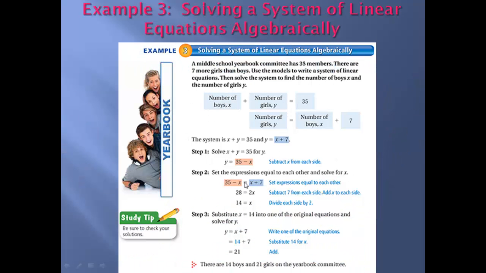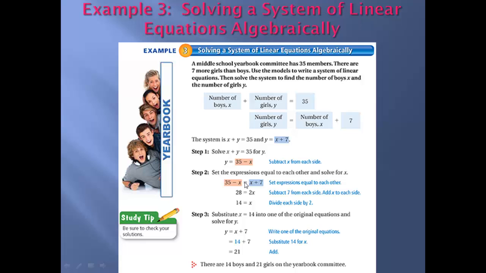So for our third example, we're solving a system of linear equations algebraically. A middle school yearbook committee has 35 members. There are 7 more girls than boys. Use the models to write a system of linear equations. Then solve the system to find the number of boys x and the number of girls y.